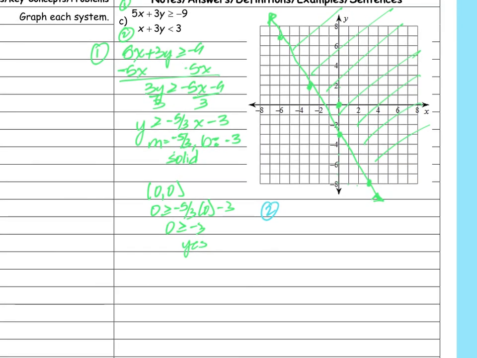What is question 2? x plus 3y is less than 3. So subtract x: 3y is less than negative x plus 3, divided by 3. Sorry, y is less than negative 1/3 x plus 1. Slope is negative 1/3. Y-intercept is 1. And it's dashed. Okay, so I'm going to start at 1. And it's negative 1/3. Over 3, up 1 over 3, up 1 over 3.